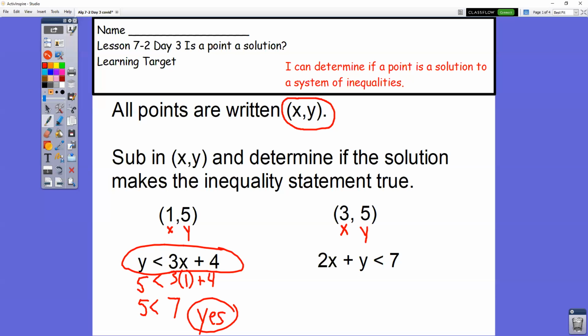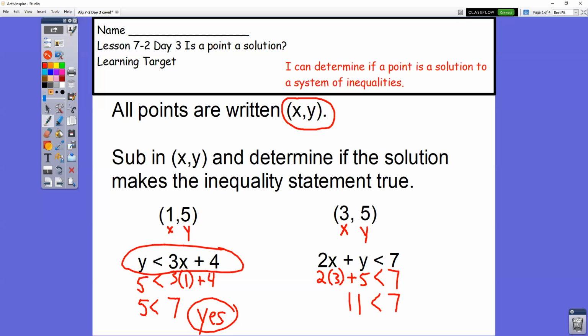Well, let's see what a no would look like. Again, you're going to take your x value and your y value and sub them in at the same time for x and y. So instead of 2 times x, we have 2 times 3. Instead of plus y, we have plus 5 is less than 7. On this left-hand side of the inequality, we have 2 times 3, which is 6. Plus 5 is 11. Then we have our inequality sign. We're just going to bring down our 7.